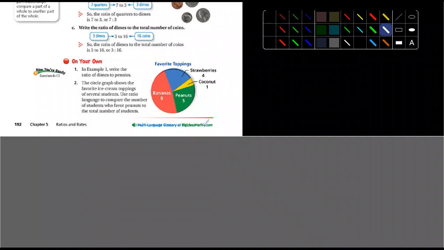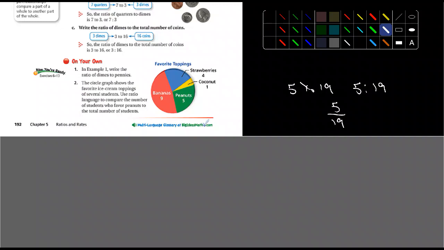9, so 4 and 1 is 5. 5 and 5 is 10, plus 9 more for the bananas. That would be what? 19. So the total number would be 19. How many of them prefer peanuts? 5. So it would be 5 to 19. Or you could write it 5 to 19. Or you could write 5 over 19.